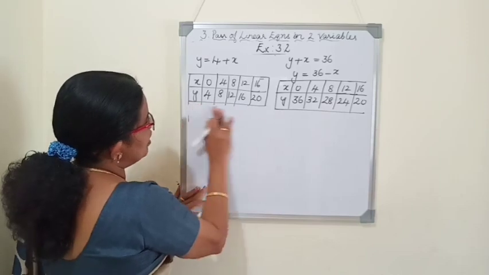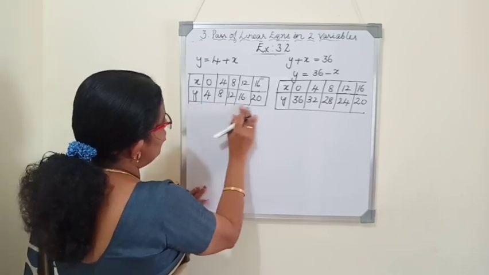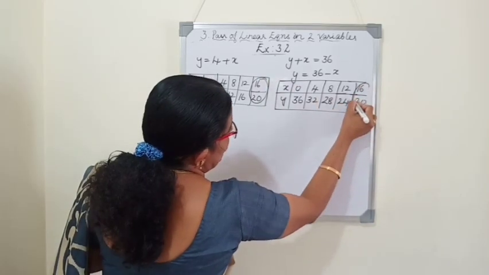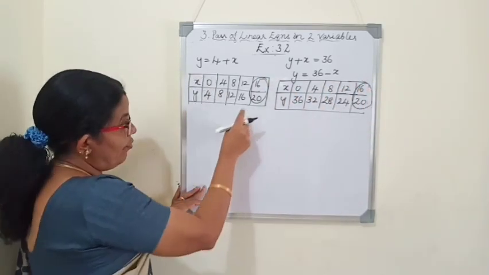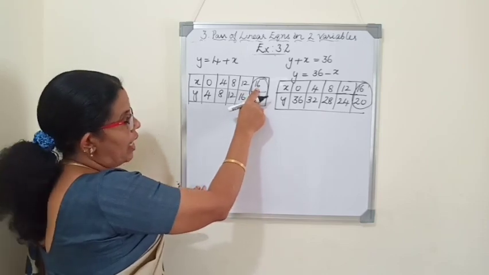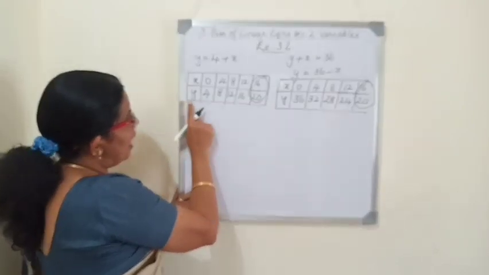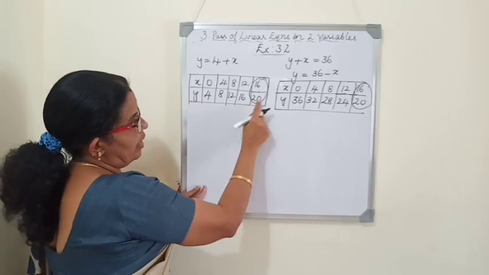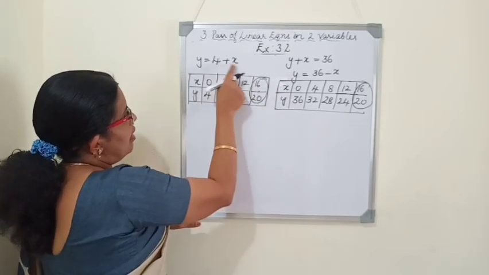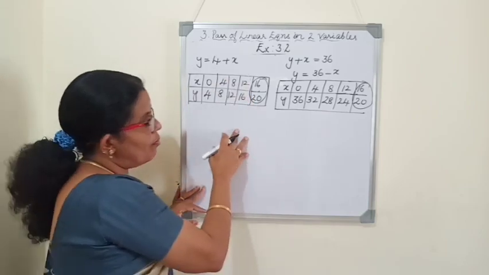Now we see both the tables. The common value for x and y is 16 and 20. So we have taken width or breadth of the rectangular garden as x. So width of the garden is 16 and length of the garden we have taken as y. It is 20. y is 4 plus x. So 20 is 16 plus 4. Now we will plot the graph.